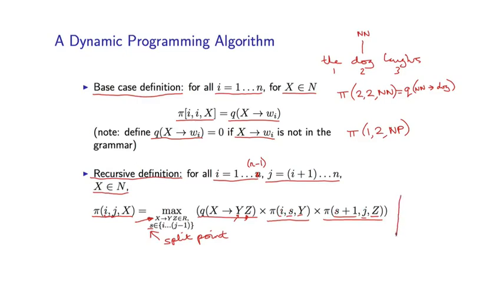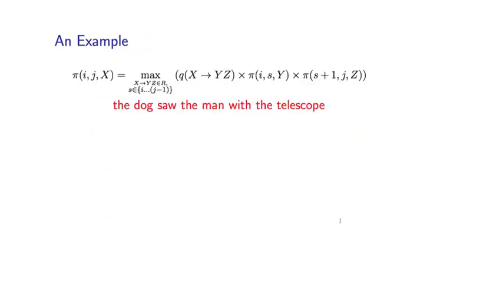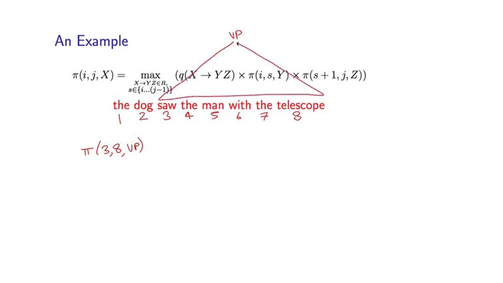Okay, so that's rather abstract. Let me give you an example illustrating why this definition is actually correct. So here's the example. Let's just number these words. And let's say, for the sake of argument, we want to calculate pi of 3, 8, VP. So that's going to be the maximum probability for any tree with VP at its root, spanning words 3 to 8 inclusive. So firstly, I'm going to write down how this definition plays out, and then we'll justify it.